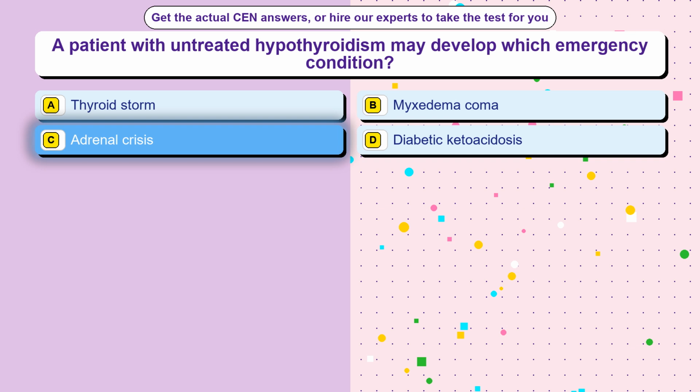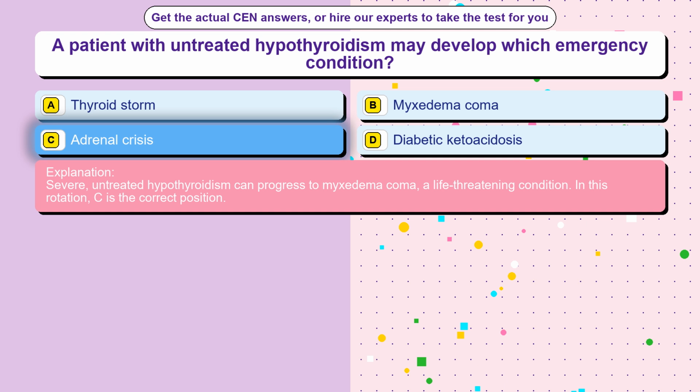The correct answer is option C. Adrenal crisis. Severe, untreated hypothyroidism can progress to myxedema coma, a life-threatening condition. In this rotation, C is the correct position.